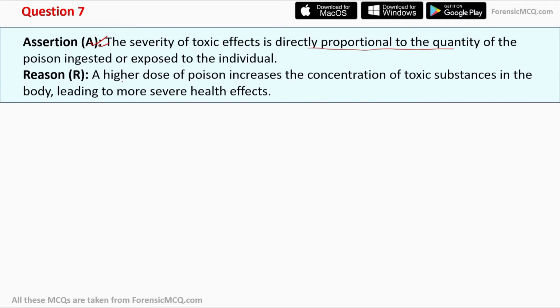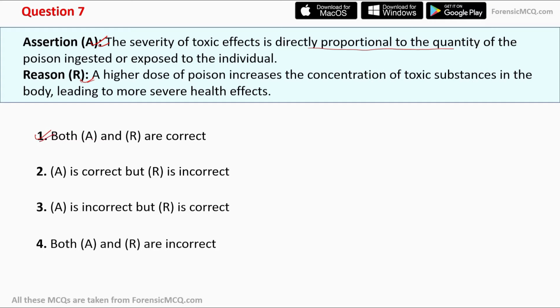Moving to the reason part: a higher dose of poison increases the concentration of toxic substance in the body, leading to more severe health effects. This is also correct. As the dose of the poison increases, the toxicity or the symptoms become more severe. This makes the reason also correct. So option first, that is both A and R are correct, is the correct answer.